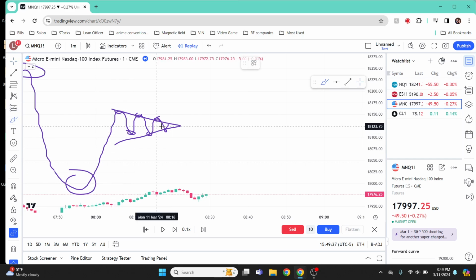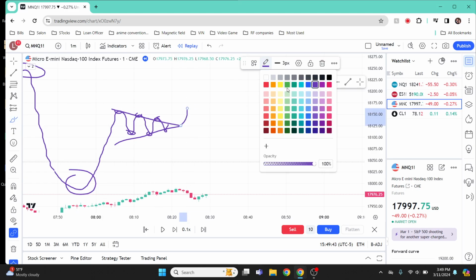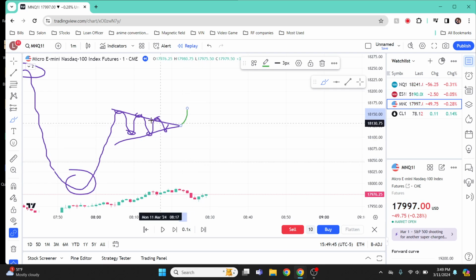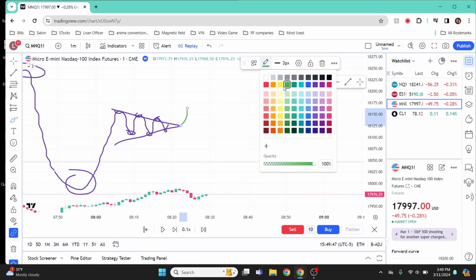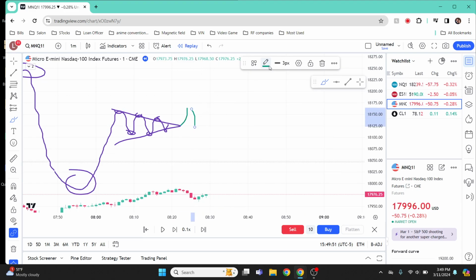And so we typically see, let me see if we can change the color here. We typically see it come up like this, and then get rejected, and then come down, just like that, because it has to test this peak.